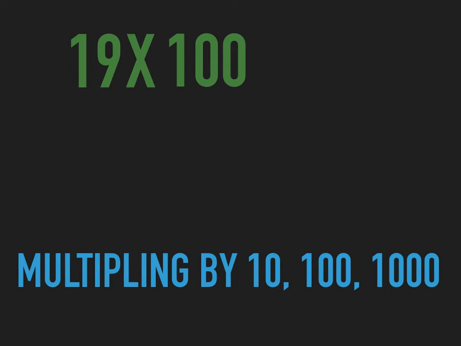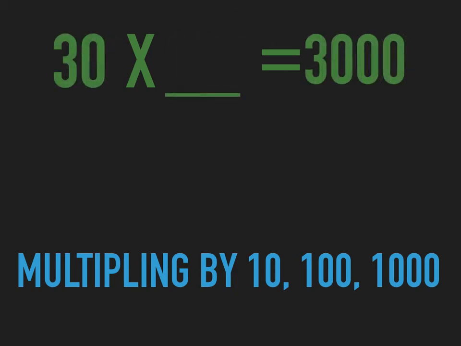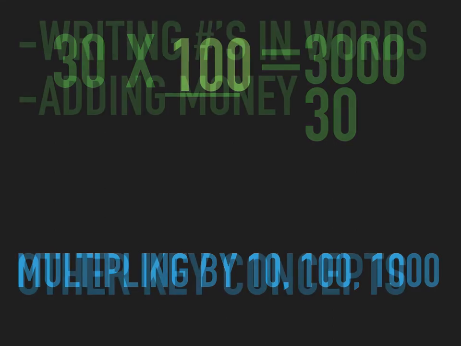Now let's multiply by 100. Same idea, except this time the 2 zeros from the 100 will move over and make it 1,900. Sometimes the questions are written like this: 30 times something equals 3,000. And this one could be a little bit tricky. What I normally do is I take that 30 and I compare it to the answer. And I know that the 3 and the 0 came from the 30, and that means the two other zeros must have come from 100. That's the way I figure out those mystery ones.